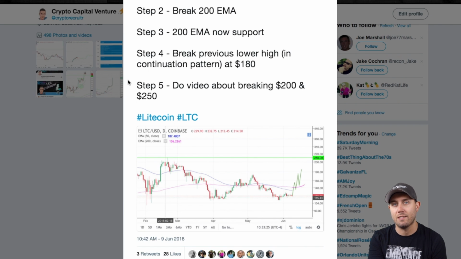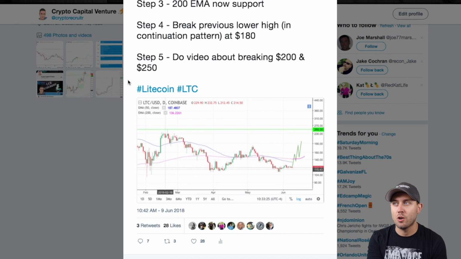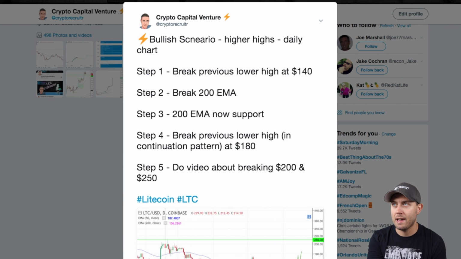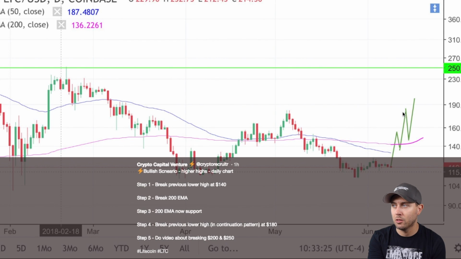I mean, that's really that ultimate goal right now for a bullish scenario, because that's really going to help confirm this continuation pattern even further that we've been in for the last few months. And then step 5, do video about breaking $200 and $250. Can we start doing videos about $200 and $250, please? So I just tweeted that, and let's talk about those things. I have a little picture. It's just a mock-up of what that might look like with these higher highs and higher lows.